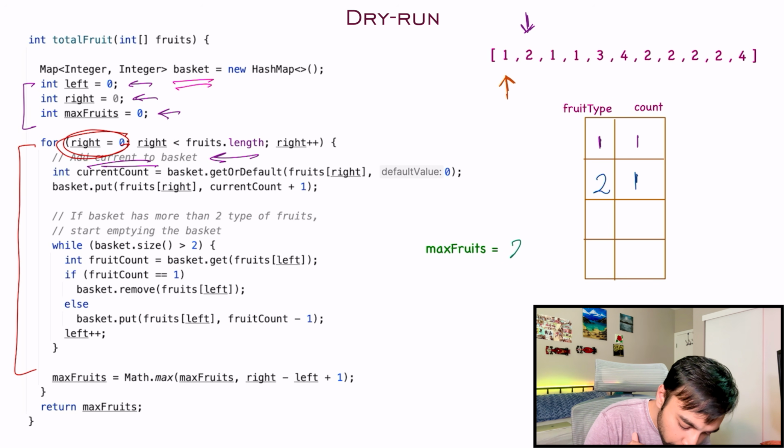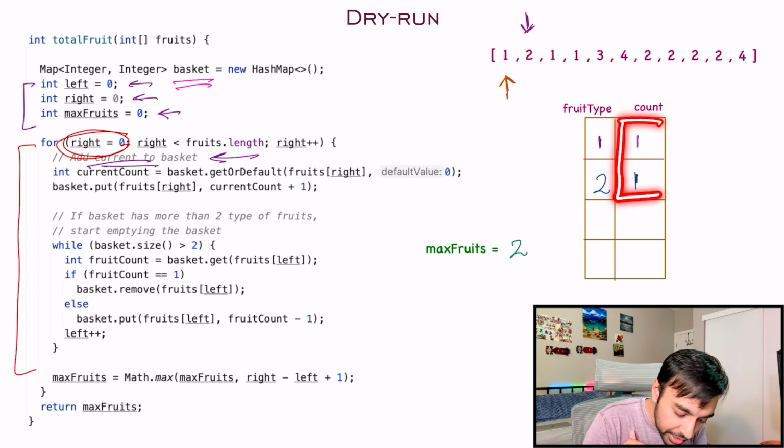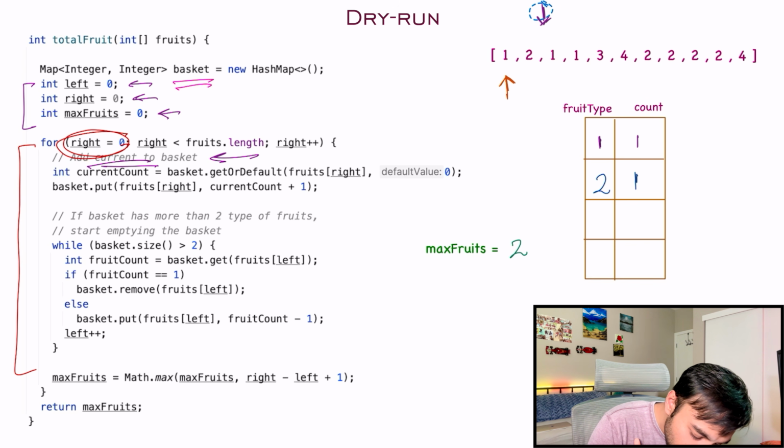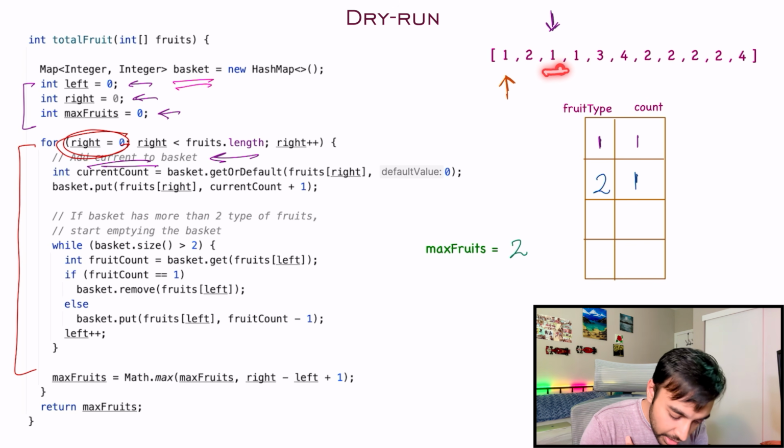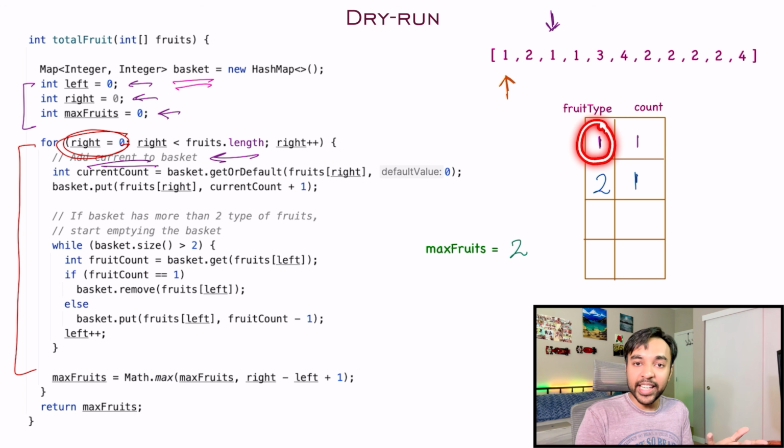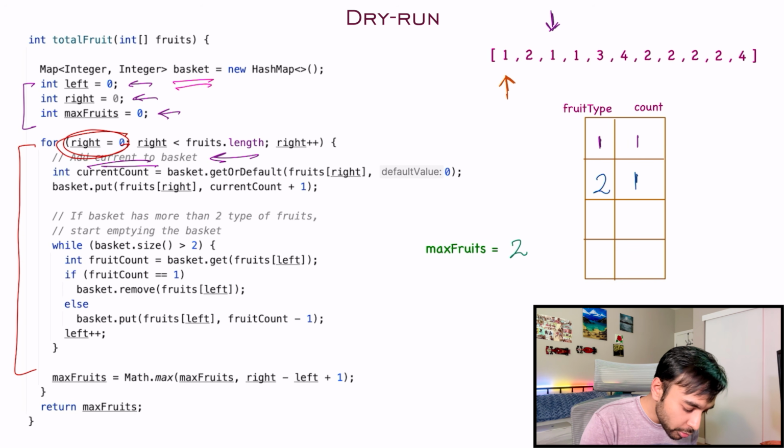I have a total of 2 fruits, right? Just count these. Move ahead now. Now I'm pointing at 1 again. Do I have this fruit in my basket? Yes. What is its count? 1. So what I will do is, I will just update its count.